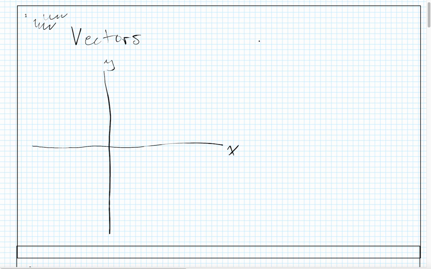I want to distinguish between a point which might have an x-coordinate and a y-coordinate, like 3 and 4. And that would mean we'd come over here to 1, 2, 3. And we go up here to 1, 2, 3, 4. So we'd come over here and we'd call that point P.